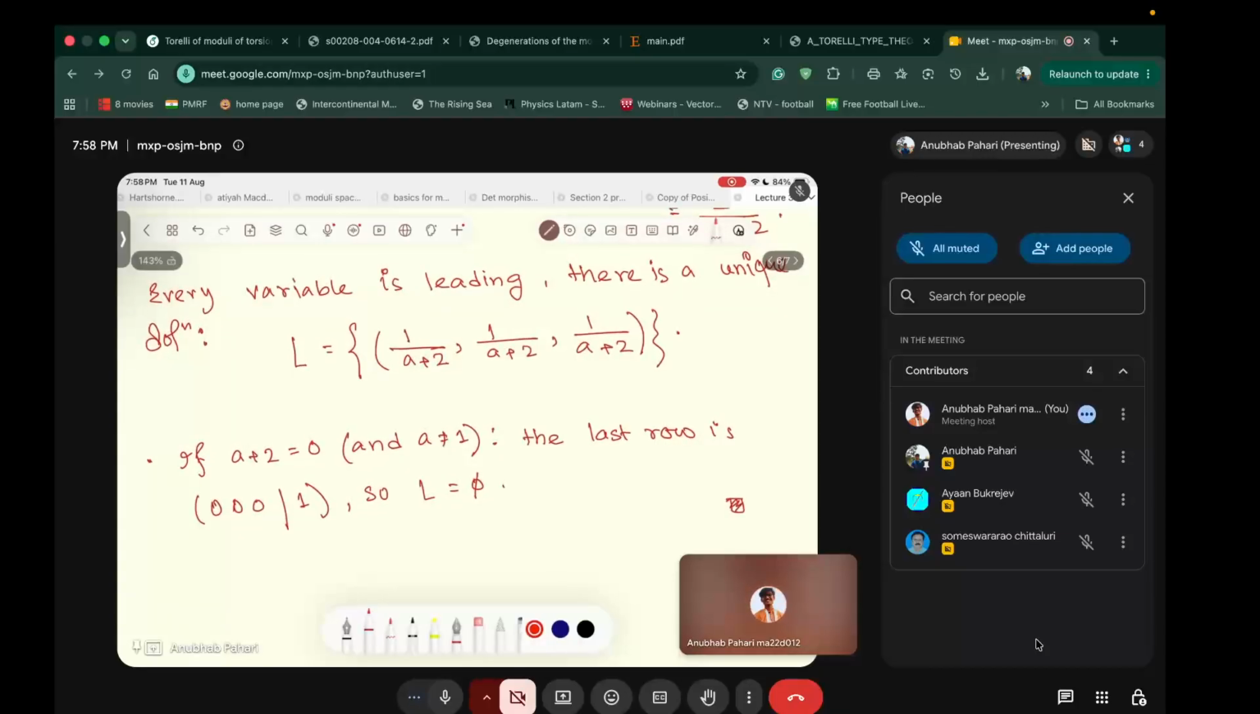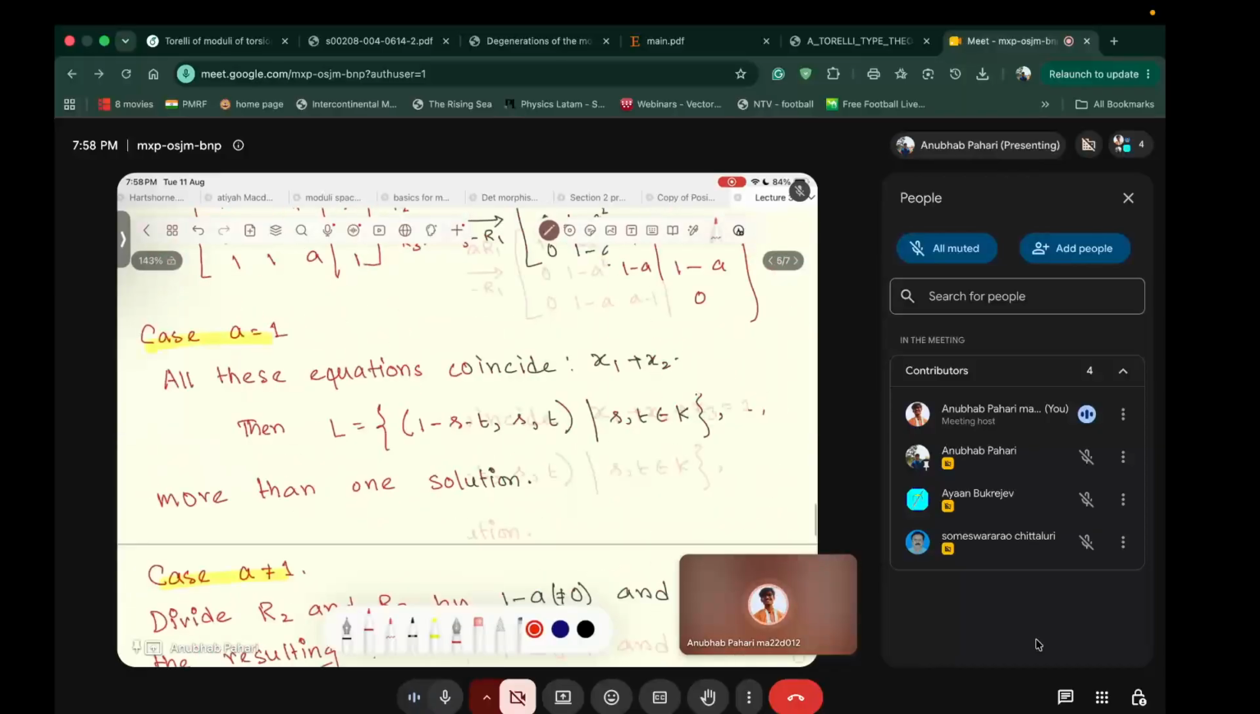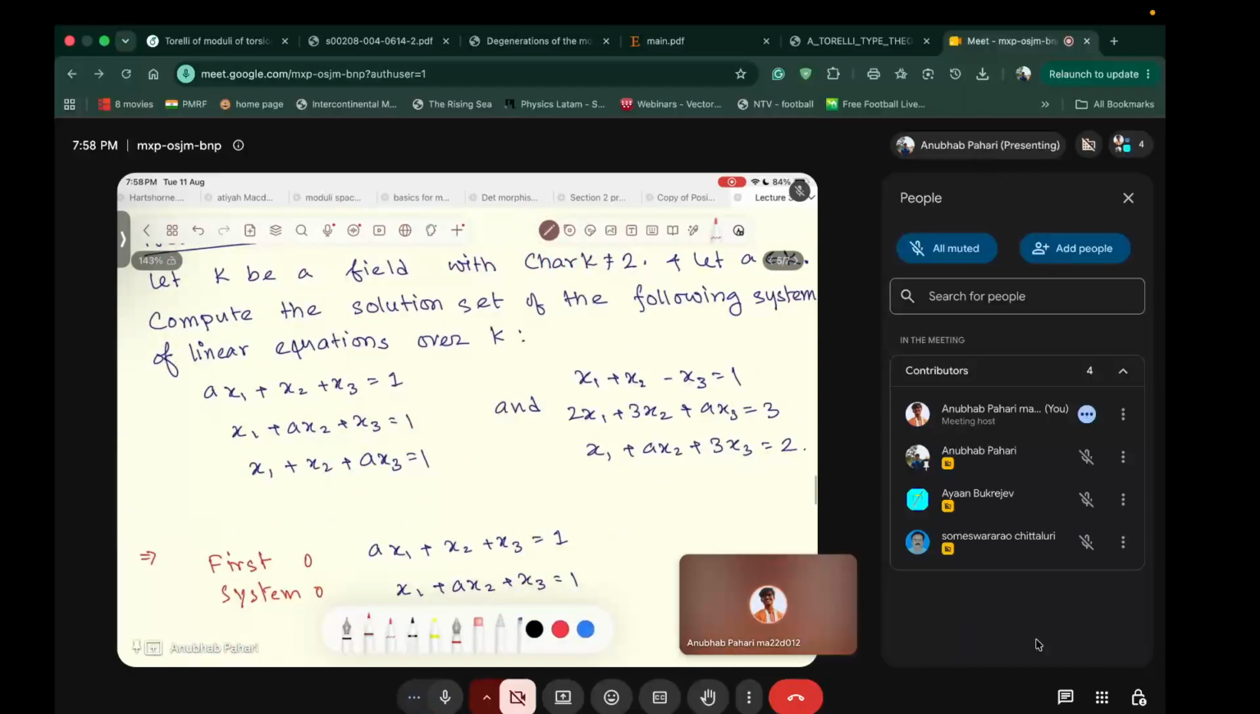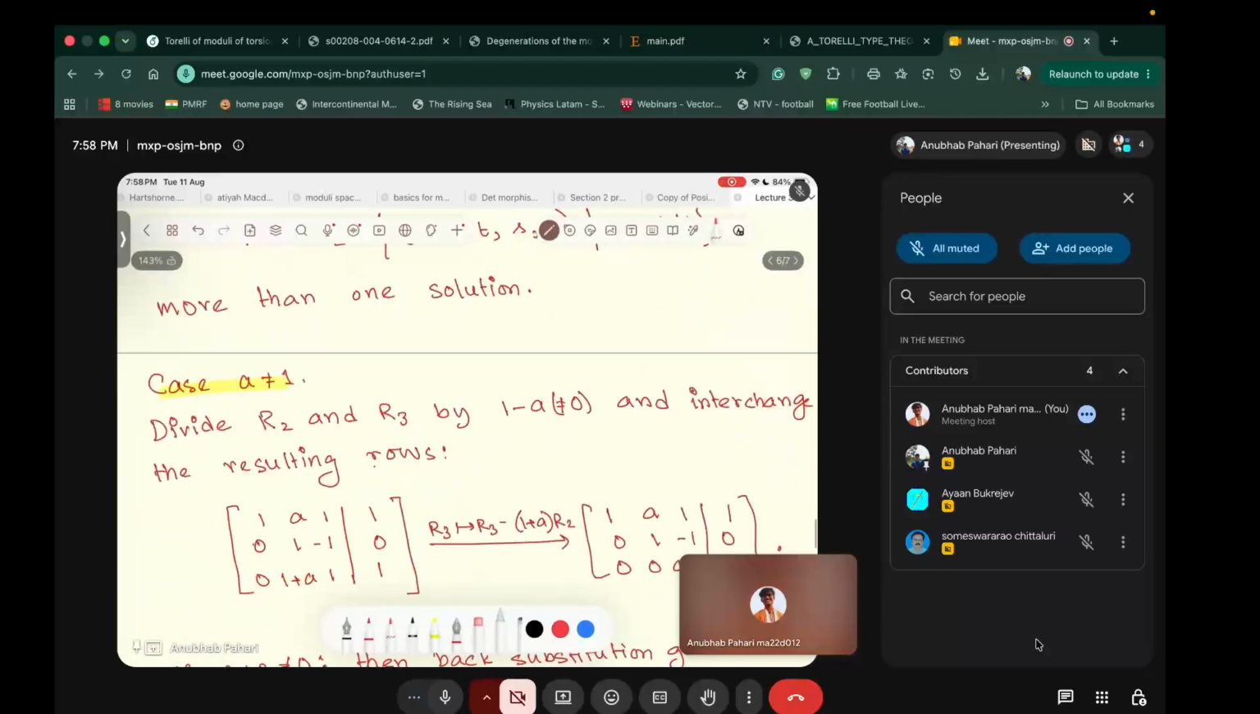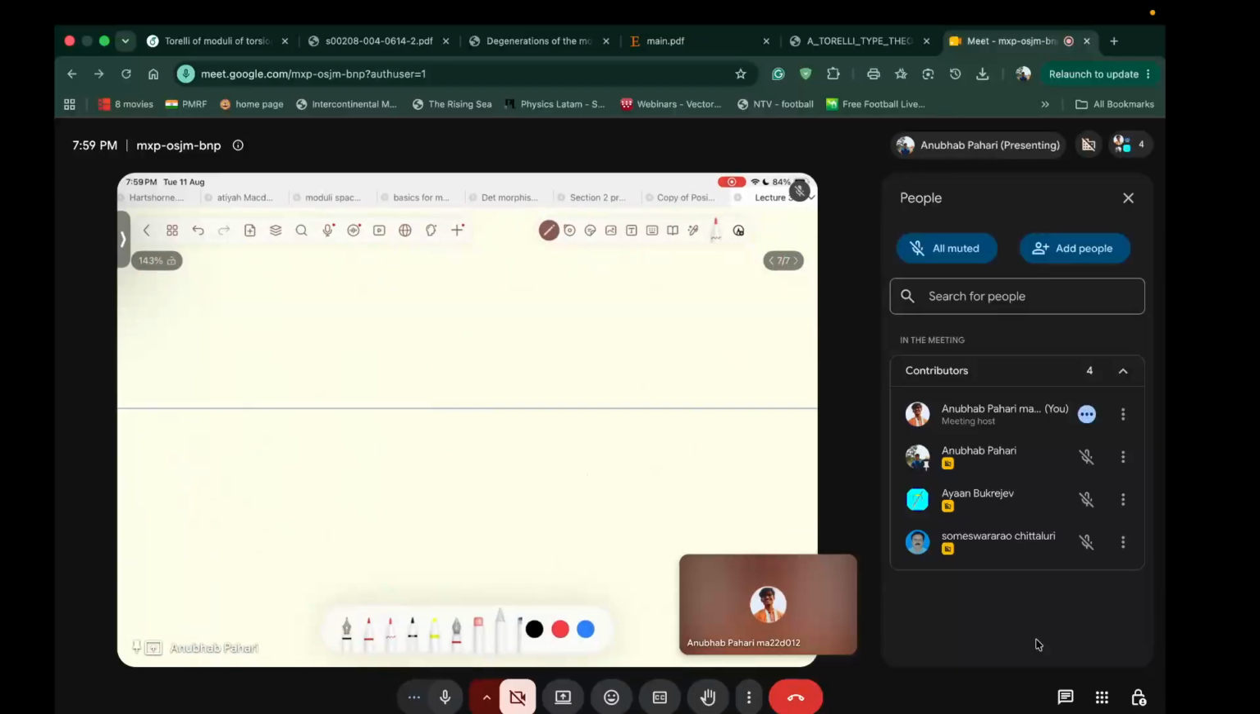So there is another system of equations here, which again we have to solve, and let us do it. So it is our second system.